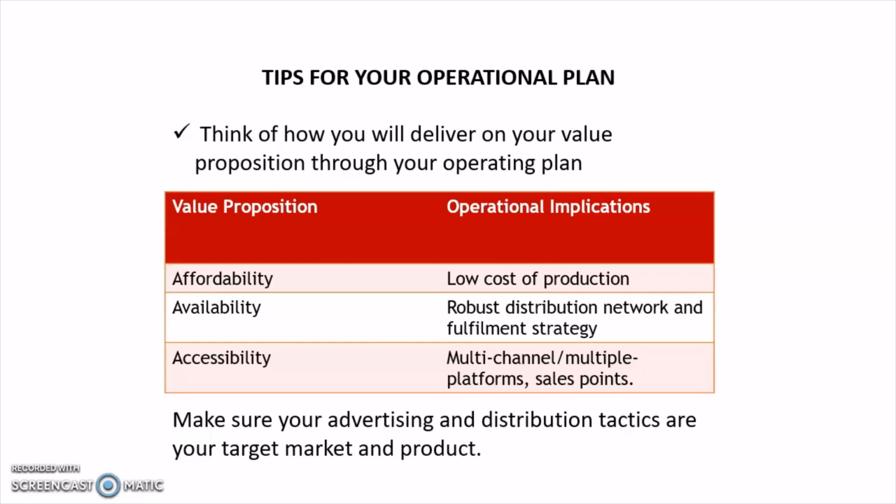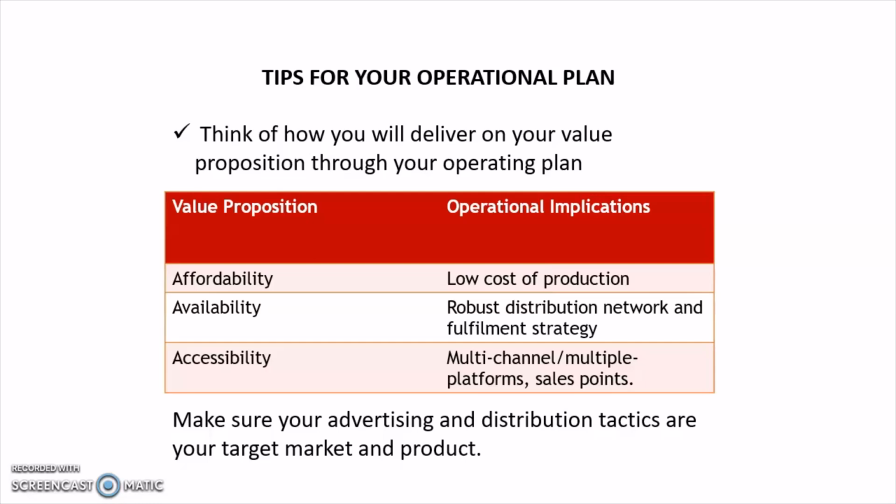So after affordability, if your value proposition is around availability, that means your product will always be available, that anytime you want this product you will get it. So you're going to have to design a robust distribution network in your operational plan and improve your fulfillment strategy so that when someone makes an order, they are able to get it as soon as they want. So that's what availability means.